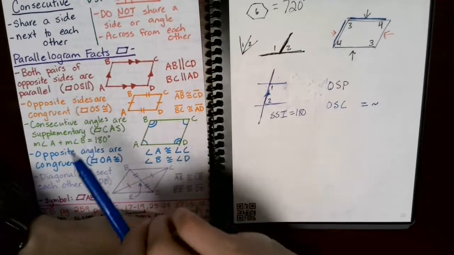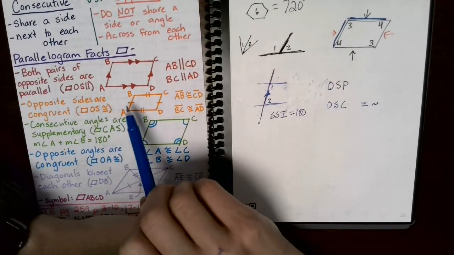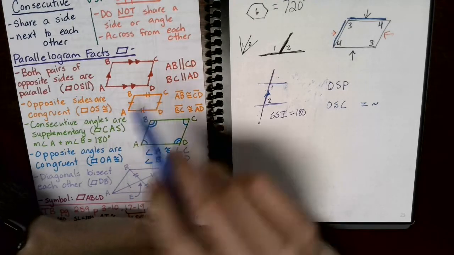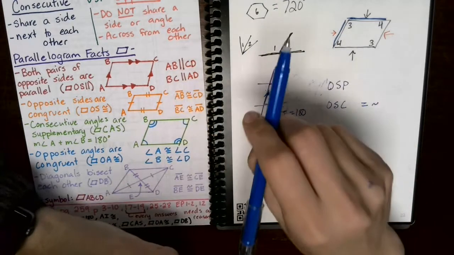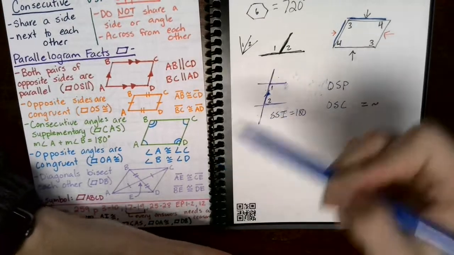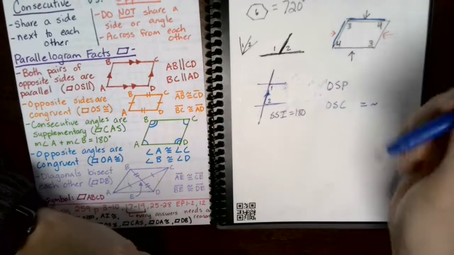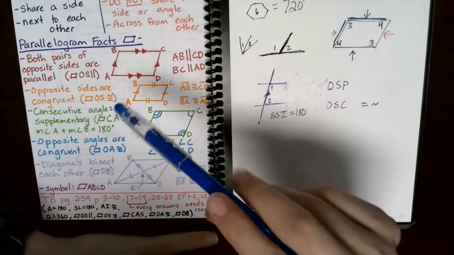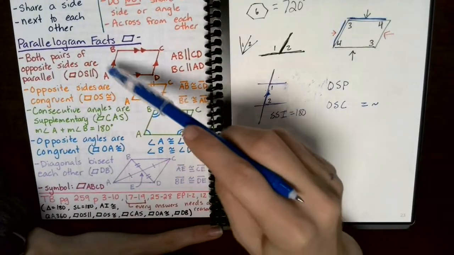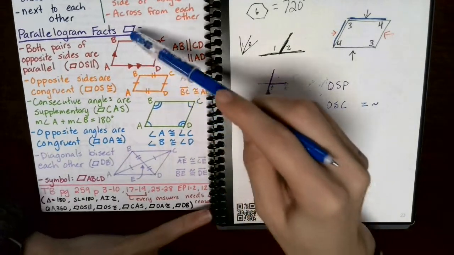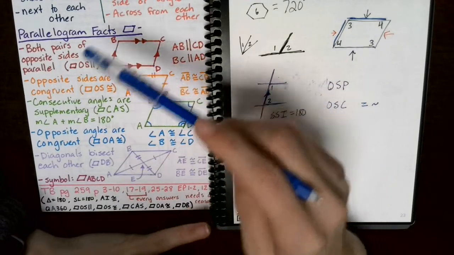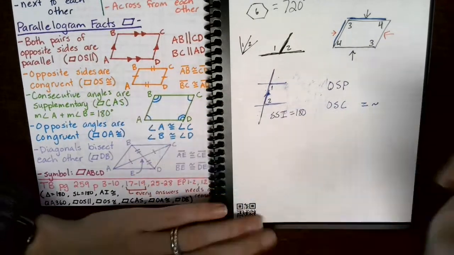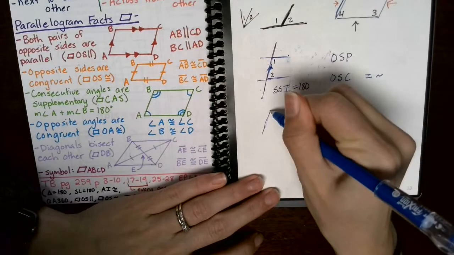So opposite sides are congruent. So just opposite sides equal. Remember, sides and angles live in different worlds. Angles have degrees. Sides usually have measurements like inches or feet. Do not confuse the two, okay? So that's about sides, parallel and congruent. Opposite sides are both parallel and congruent. Now let's talk about angles, because angles are super duper important.